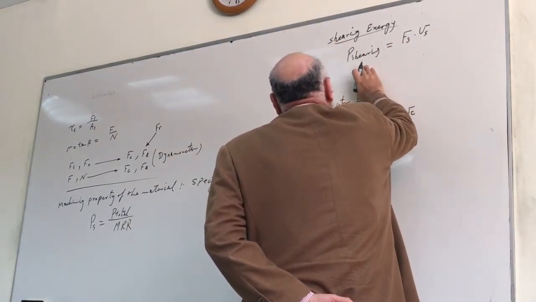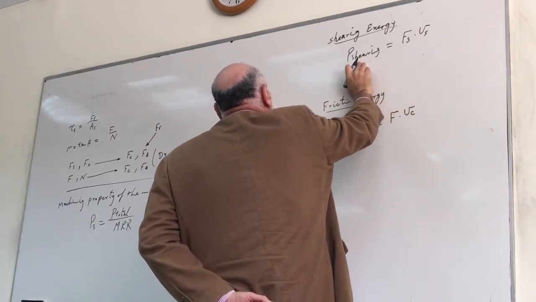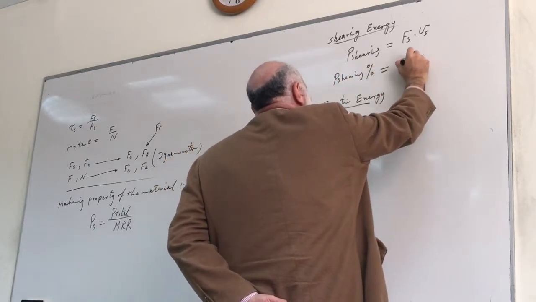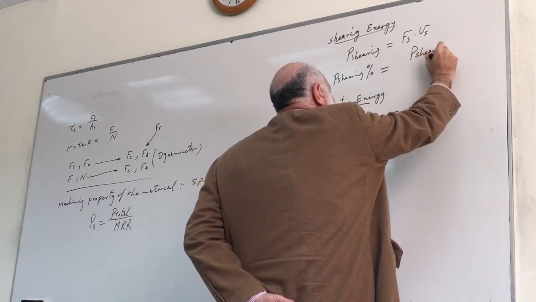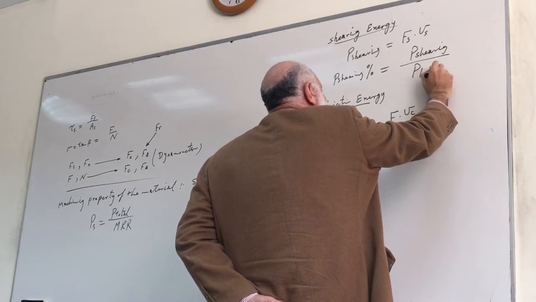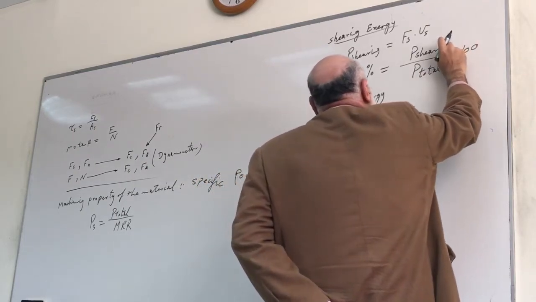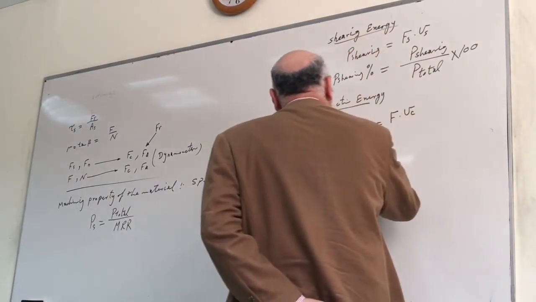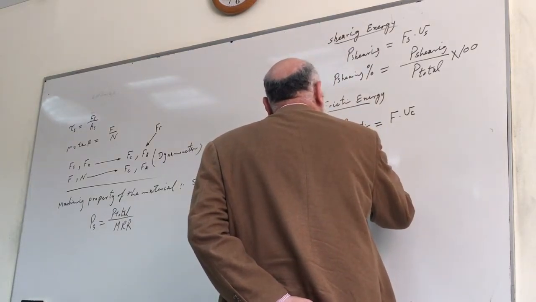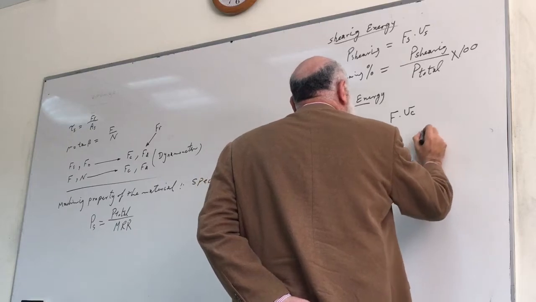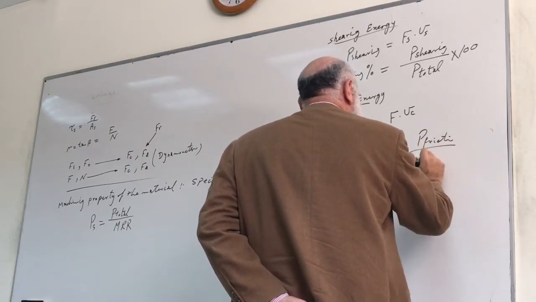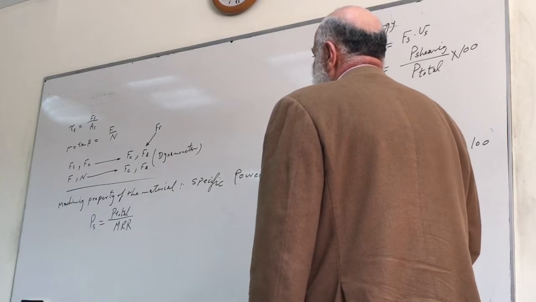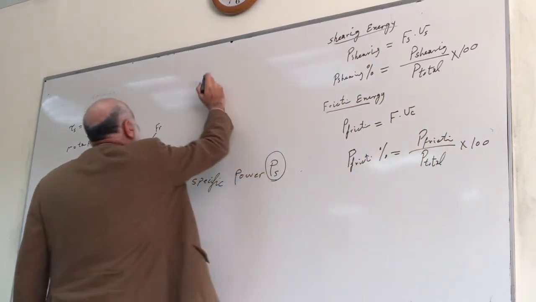Also, we can get how much percentage is the shearing energy. The shearing energy percent equals the shearing energy divided by the total, multiplied by 100, giving me how much percentage is the shearing energy to the total. Also here, the friction energy percent equals the friction energy divided by the total, multiplied by 100. Now, let us start some tutorials to solve some examples.